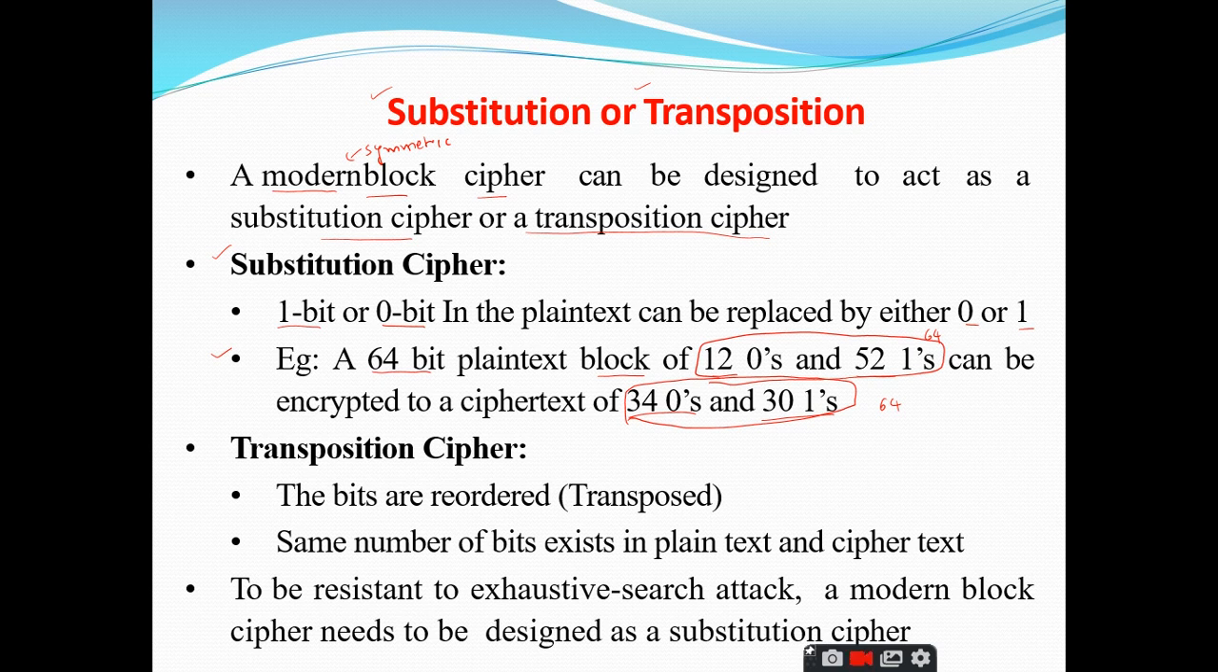So assume that during the transmission of data, the attacker attacks the cipher text. By looking at the block, he will come to know that it consists of 34 zeros and 30 ones. Am I right or not? But by making use of this information, the number of zeros and ones in the cipher text, can he assume how many zeros and ones are there in the actual plain text? Is it possible or is it difficult?